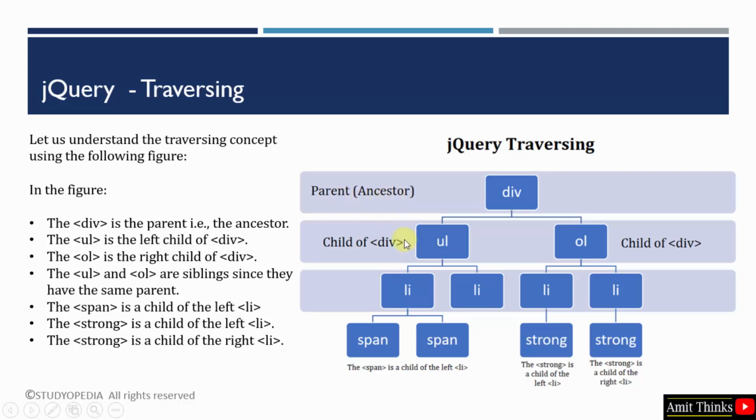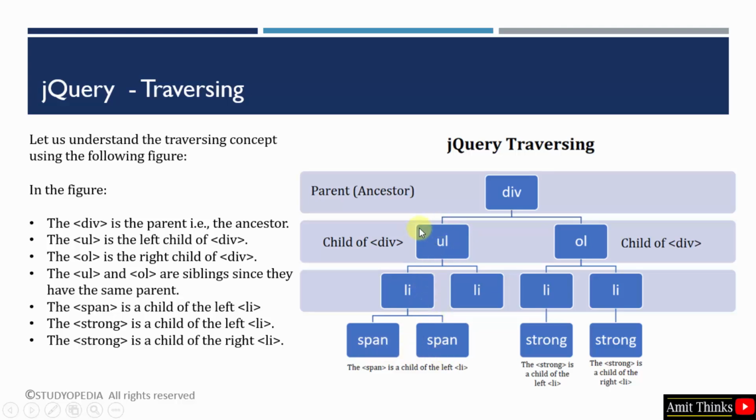Let's say the parent has two children, the UL tag and the OL tag, that means the unordered list and the ordered list. Further, the UL tag can also have children. Similarly, a parent can have a child, and that child can also have children further. This is the child of div, and UL is also having two children. The left li tag, that means the list item tag, has two further children. It's written that the span is a child of the left li.